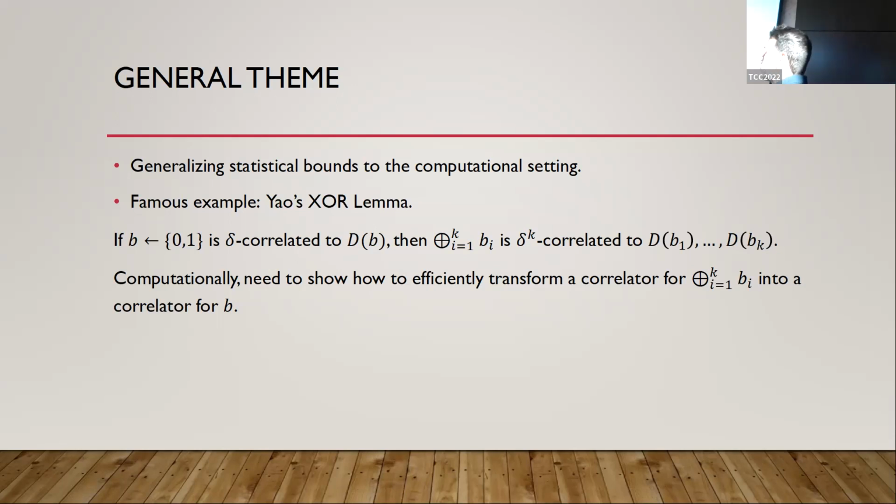This proof using statistical distance is not constructive. And computationally, we actually need to show how we take an adversary against the K XOR and transform it efficiently into an adversary against one instance. Now, another comment that I want to make here is that usually we expect to have some slackness here, some computational error. So we may not be able to construct exactly an adversary with delta correlation.